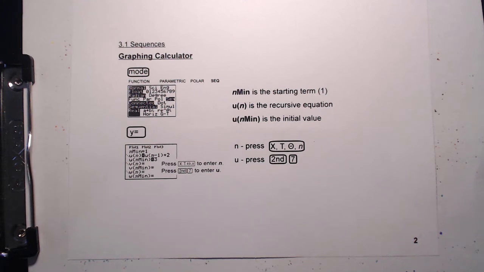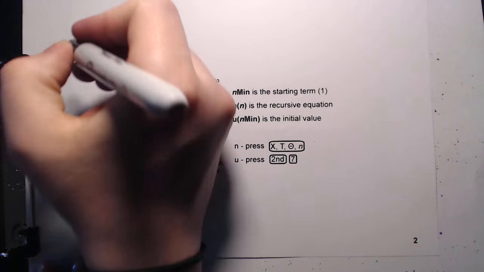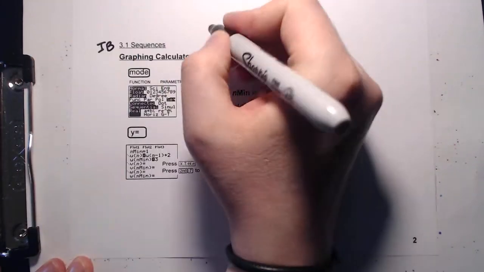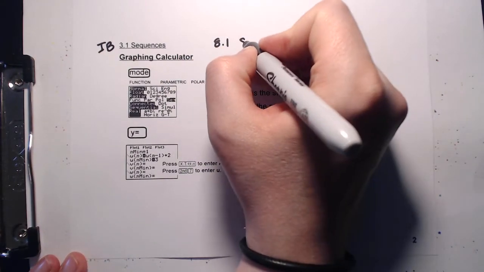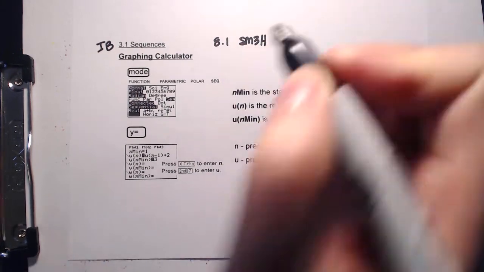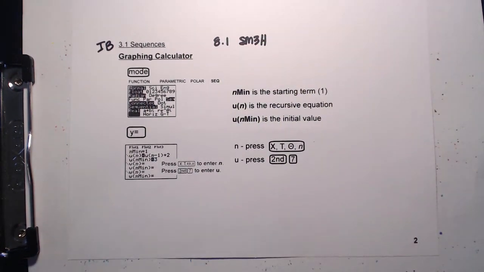So the first video timed out while I was getting the baby, so this is part 2. Again, this is 3.1 for the IB class and 8.1 if you're in the secondary math 3 honors class. So this is to use the graphing calculator.